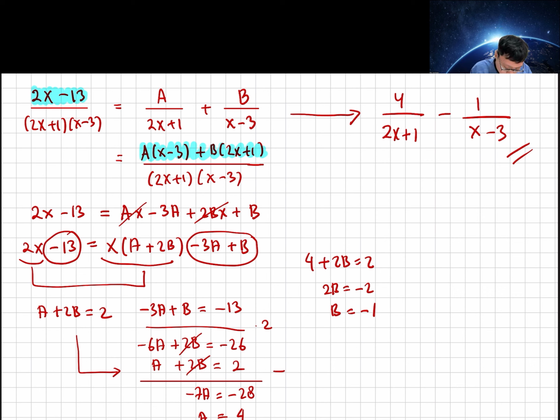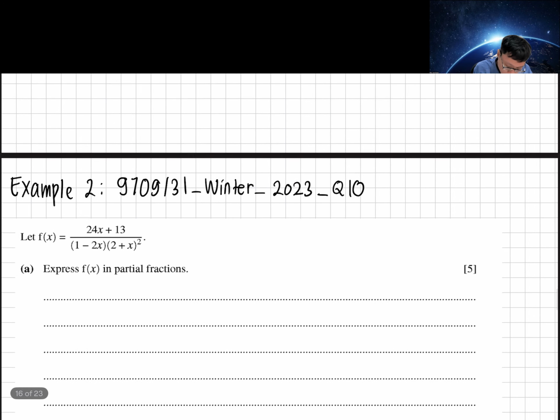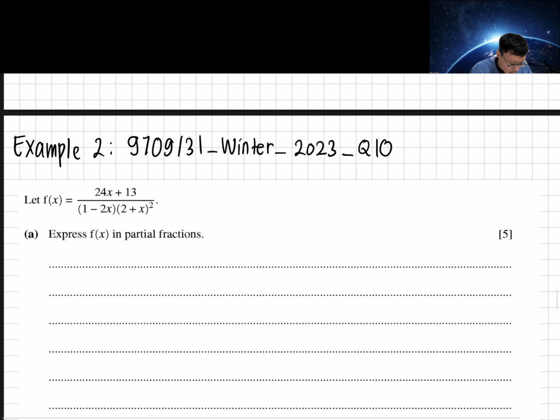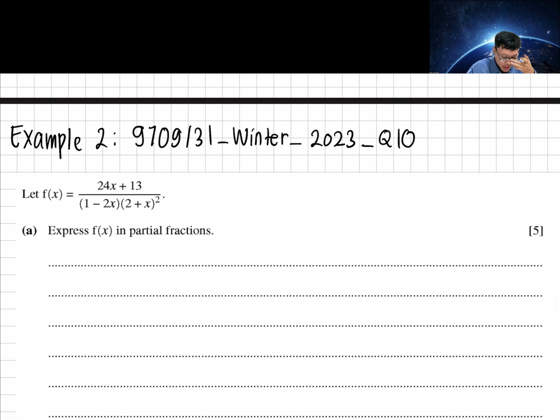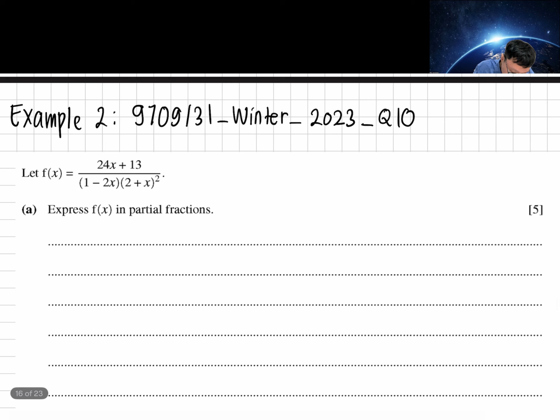Move on to the next question. Here we have one from a past paper: (24x plus 13) over (1 minus 2x)(2 plus x) squared. The difference here is that I have a linear factor being squared, so it's a little bit different. Let's see how it is different.